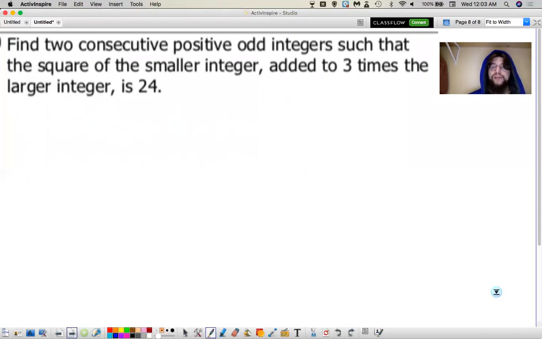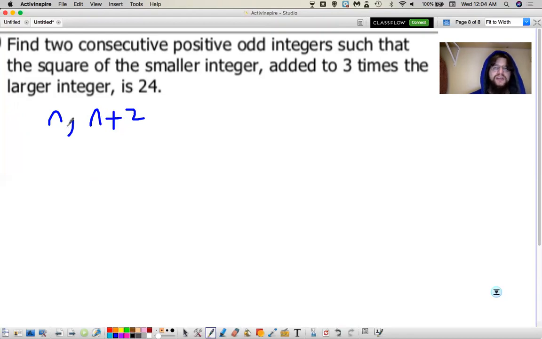Well, let's think about some odd integers. Let's say 3. What's the next odd integer? 5. After that, 7, 9, 11. How do I get from one to the next? Yeah, 2. So let's call my first number n for number. Then my second number is going to be n plus 2. That's my first odd integer. That's my second odd integer.